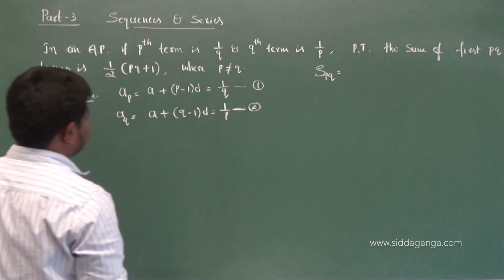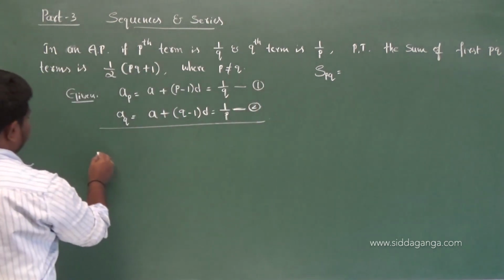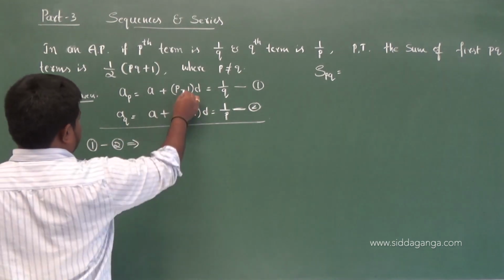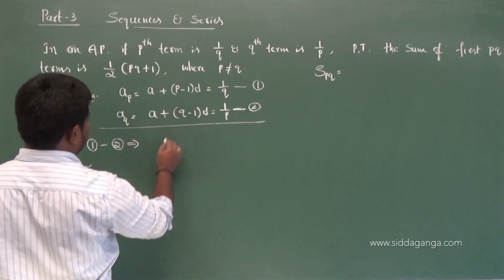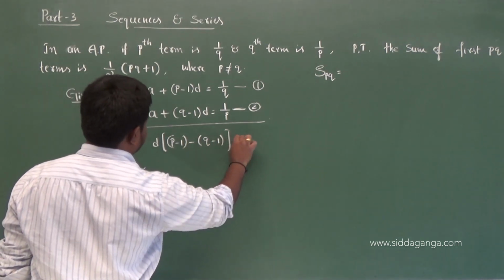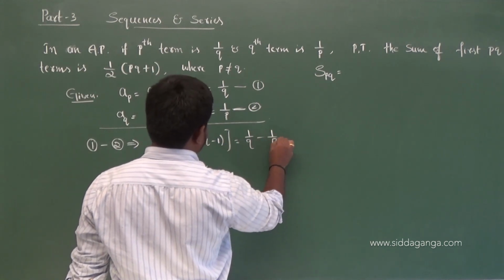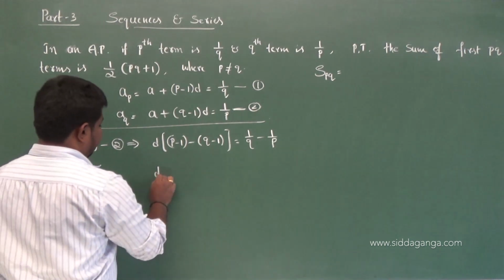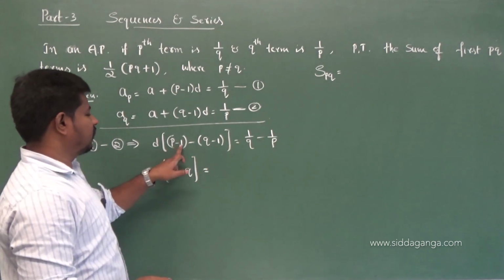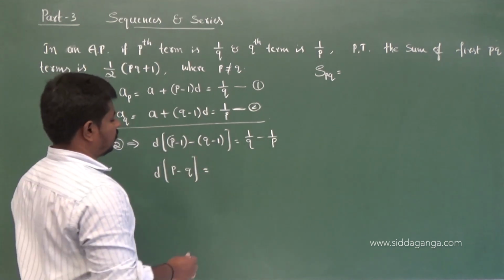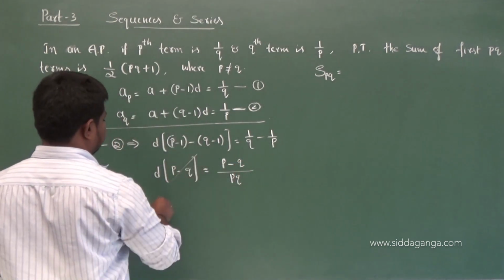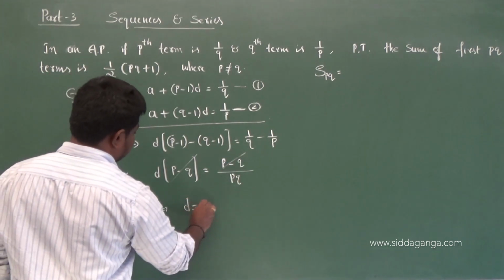Now let me subtract. This is 1, this is 2. So 1 minus 2 gives, subtracting equation 2 from 1, A gets cancelled. So p minus 1 into d minus q minus 1 into d. So d I am taking outside. So p minus 1 minus q minus 1 is equal to 1 by q minus 1 by p. So d into p, minus 1 plus 1 get cancelled. So p minus q remained, equal to, here LCM pq, again p minus q. Okay. So p minus q gets cancelled on both sides. So you get d is 1 by pq.